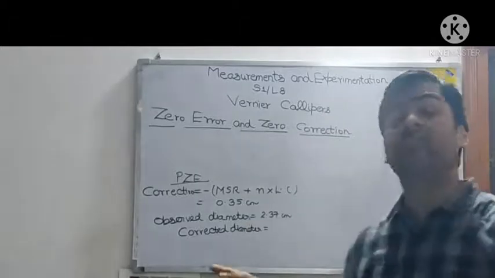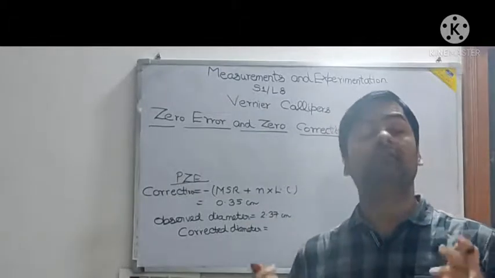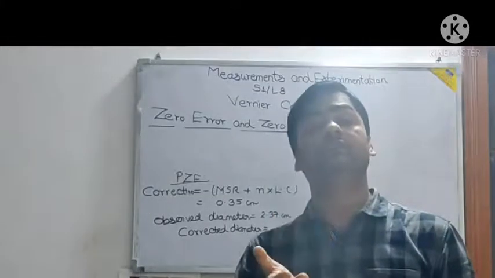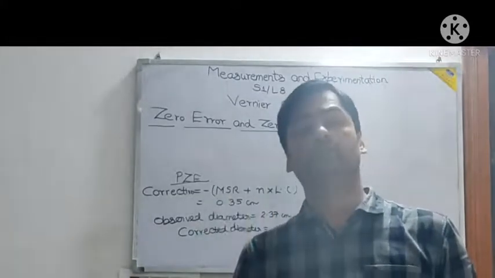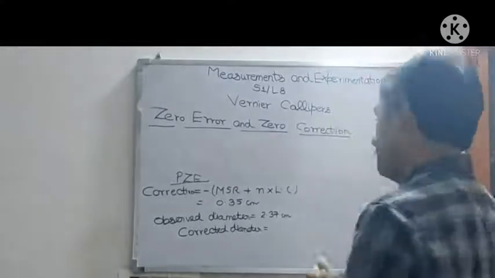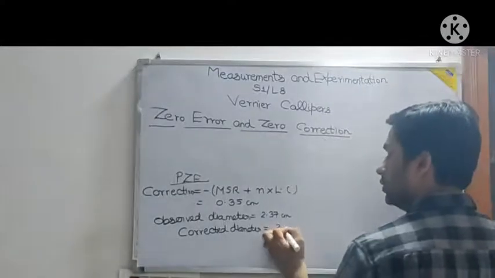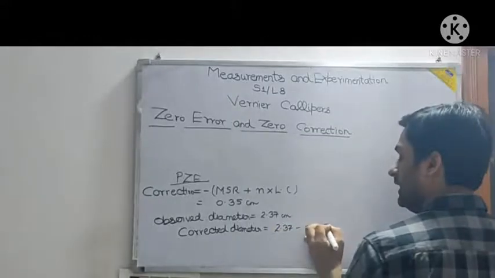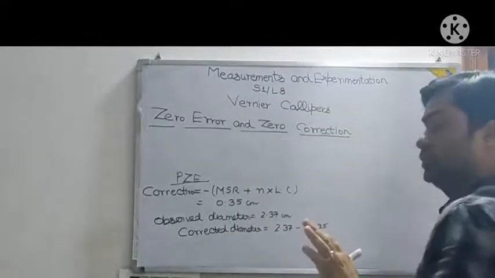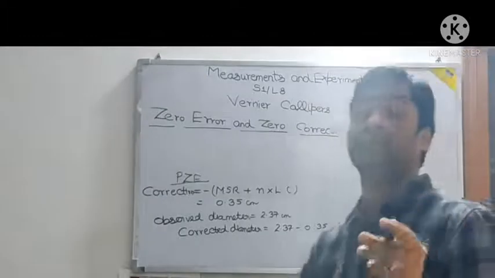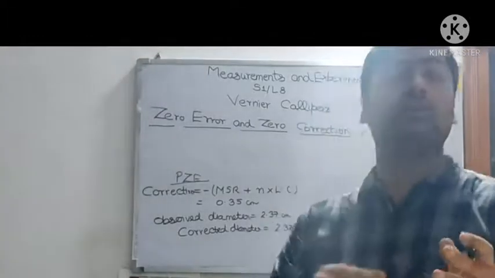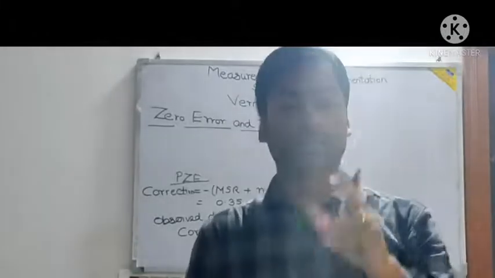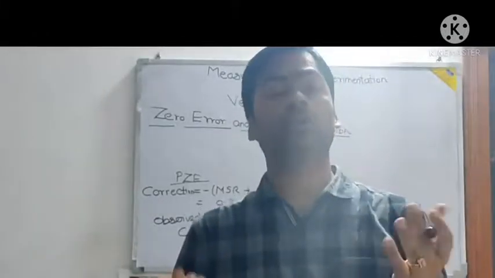If positive zero error is occurring, that means the zero of the vernier scale is on the right hand side of the zero of the main scale, then the corrected diameter will be 2.37 minus 0.35. I have taken it on my own so that you can understand what exactly has to be done. You had understood the theory, what is zero error, what is positive zero error, but what exactly we have to do if an error occurs, because you cannot throw the instrument away.